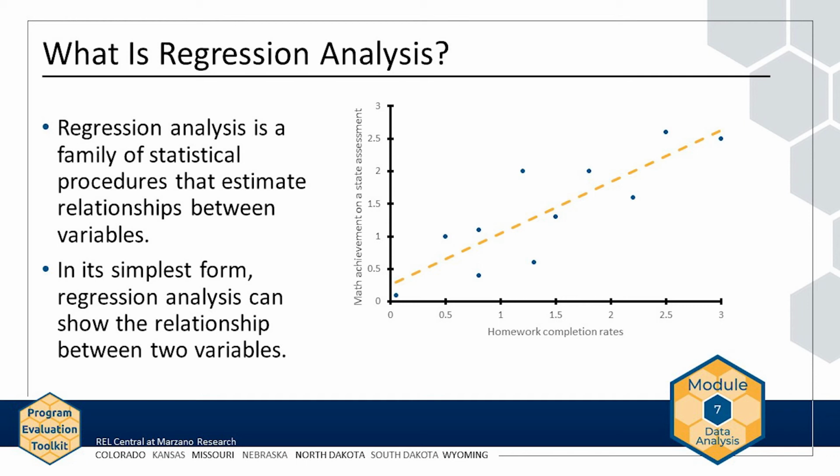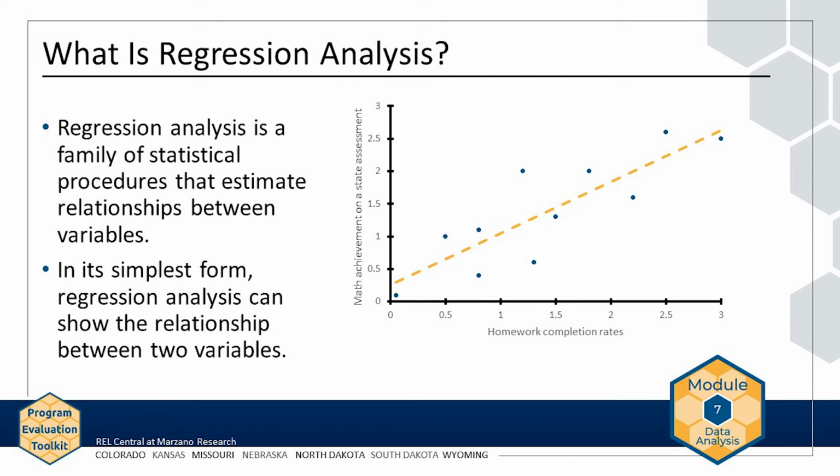The dashed line on the graph shows a positive relationship. In other words, students with higher homework completion rates tend to have higher achievement. The slope of that line quantifies the relationship between homework completion and achievement, indicating about how much of a difference in achievement the team would expect given a unit change in homework completion. In other words, regression helps the team answer the question, exactly how do changes in homework completion relate to achievement?